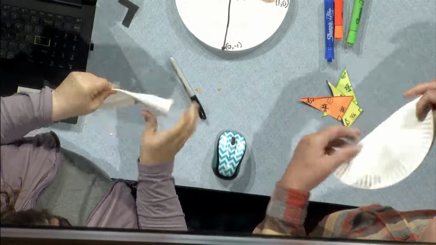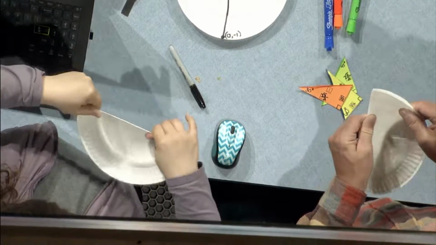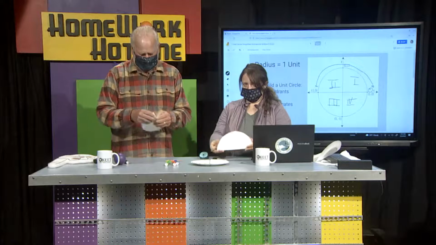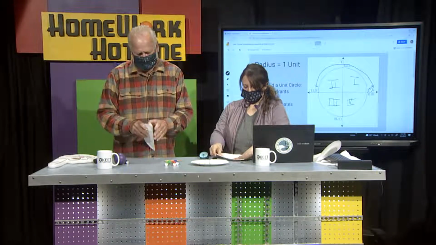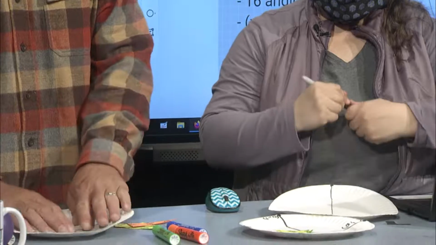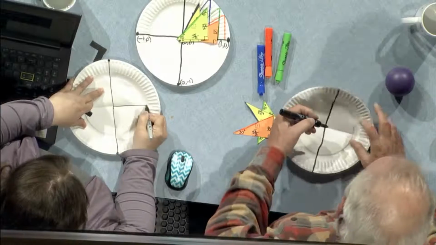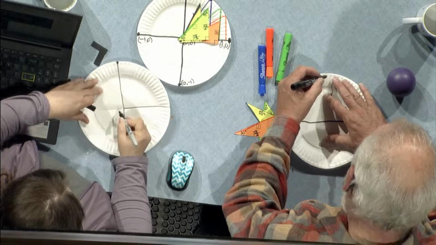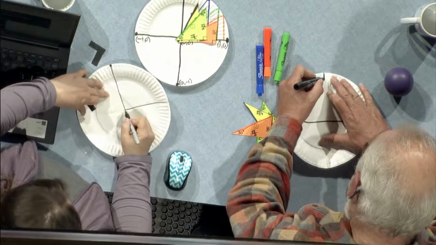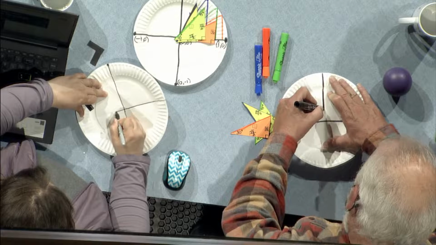I think I'm going to do a better job on my line this time. Yeah, you just got to get a good crease. If you get a good crease, then okay. So we've got our 4 quadrants, also known as 4 slices of pizza, perhaps.